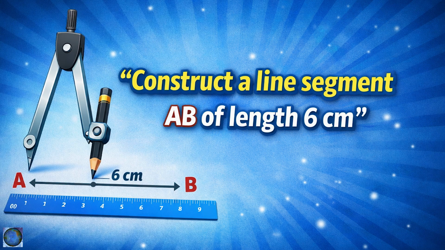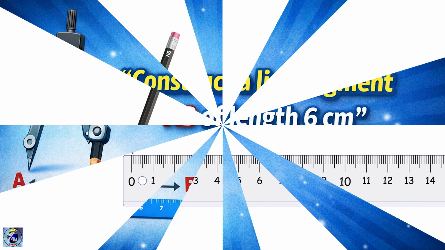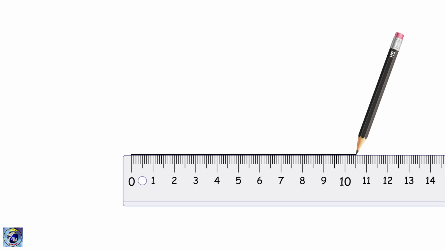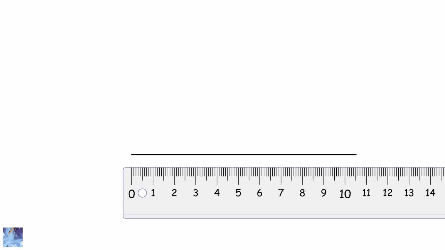This is the question we will solve to help us understand how to construct a line segment. Question: construct a line segment AB of length 6 cm. Start by drawing a straight line longer than 6 cm. Mark a point towards the left end of the line and label it A.